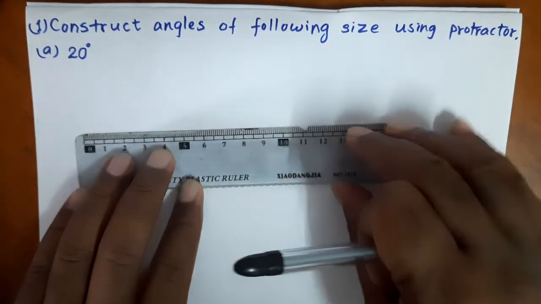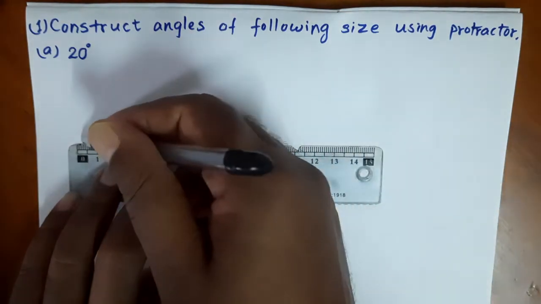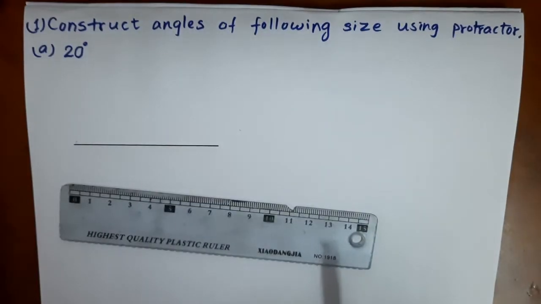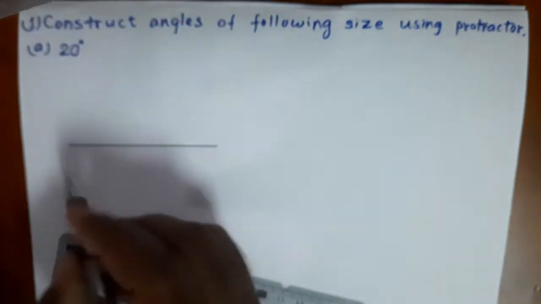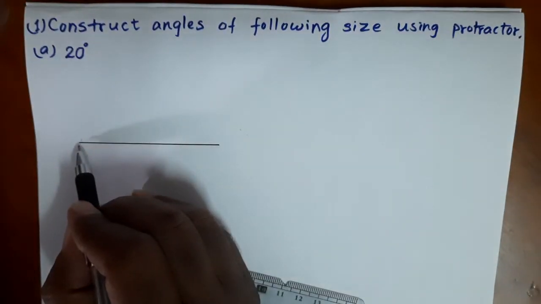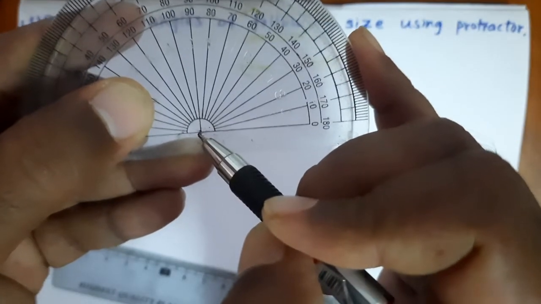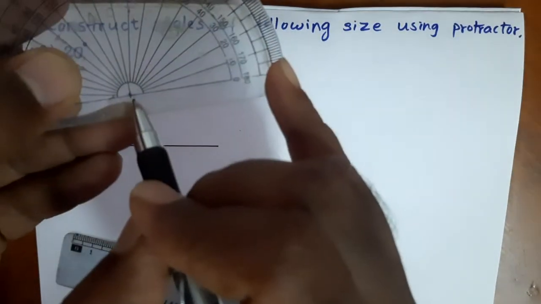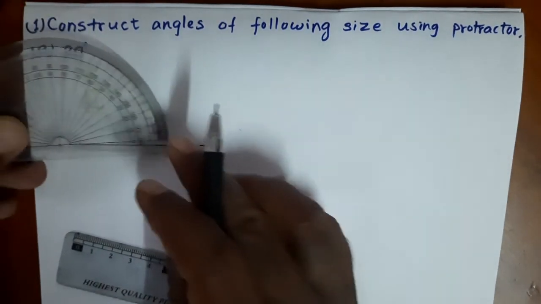You can draw the straight line of any size. Size doesn't matter, you can draw the straight line of any measure. Now to draw the angle, you place the center of the protractor on one end of the straight line. Here is the center of the protractor. You place the center on one end of the straight line, and the baseline along this straight line. I am placing it here.